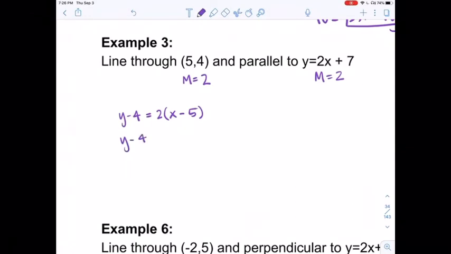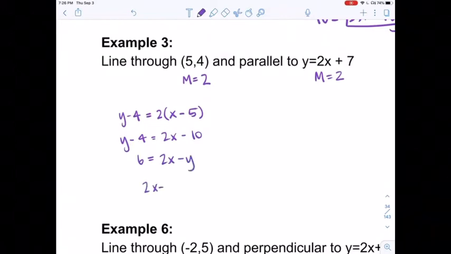Distribute, y minus 4 is equal to 2x minus 10. And I'm going to leave the 2x positive. So I'm going to have a 6 and 2x minus y. So I'm going to have 2x minus y is equal to 6, if you want to see it written in the correct order.